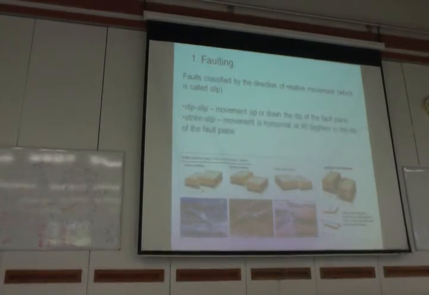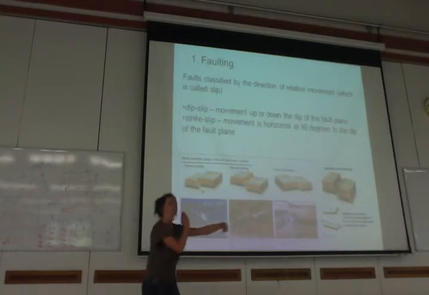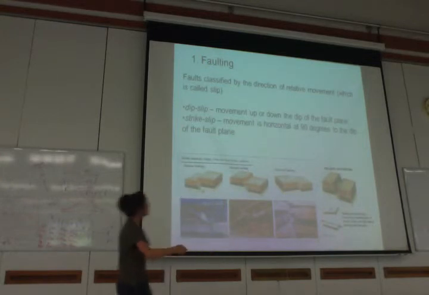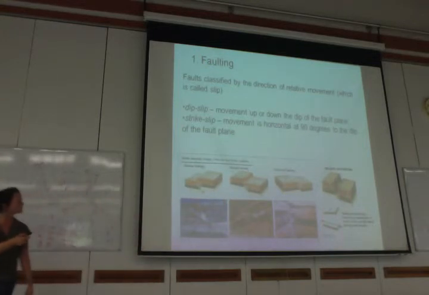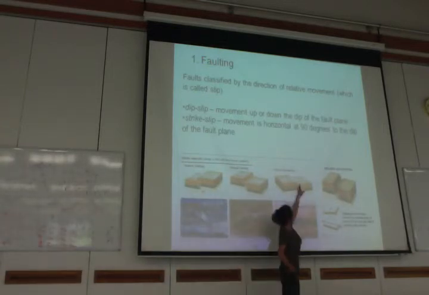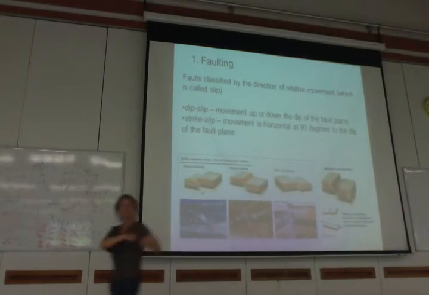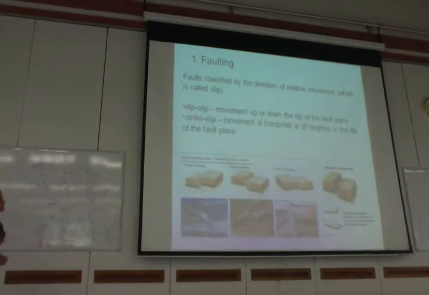Where we have a fault which is dipping in one direction, could be vertical, could be shallow, but the movement is actually side to side at 90 degrees to that dip, we call that a strike slip fault. So this is a diagram here of a strike slip fault. This is the dip of our fault. It's actually moving laterally in relation to the dip of that fault.